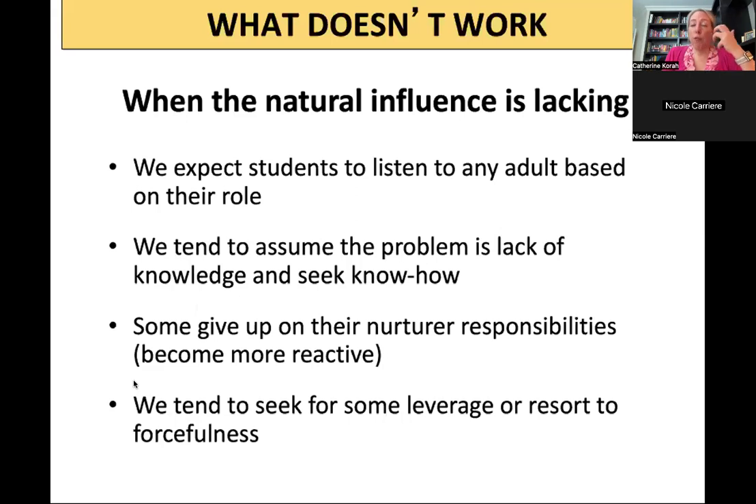Now, the unfortunate part is that when the adult is feeling discouraged or powerless or frustrated, or that the situation is out of hand, sometimes adults will give up their natural nurturing responsibilities and will become more reactive, or they will tend to seek leverage or forcefulness to resort to compliance. And so it is important for us to keep ourselves in check, and when we are frustrated, to work as a team and have a colleague that can help out in the situation.